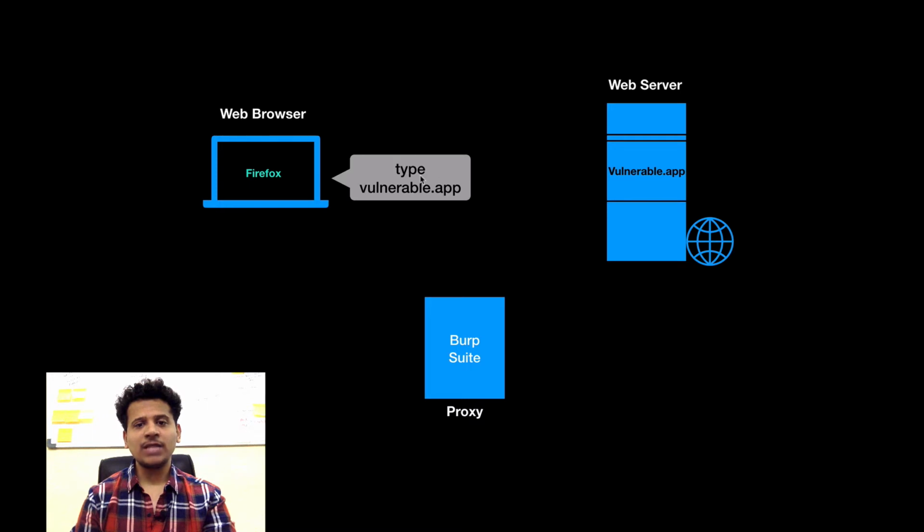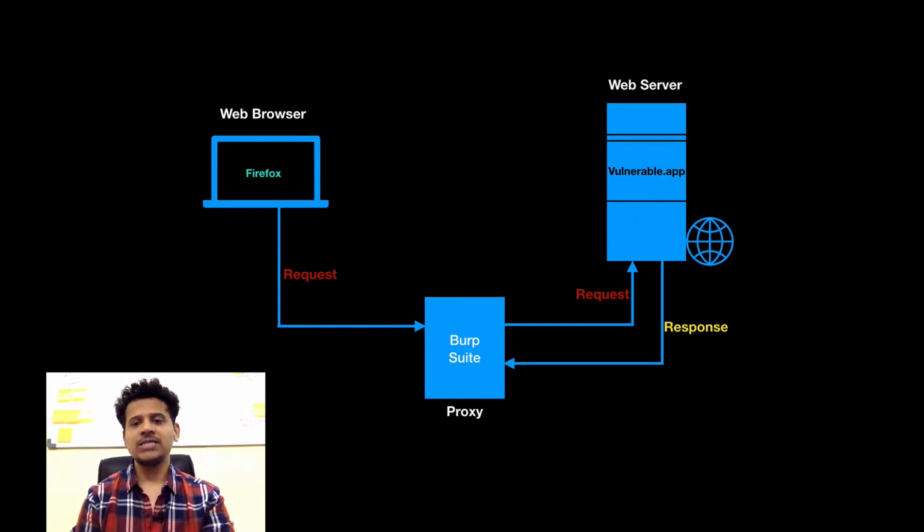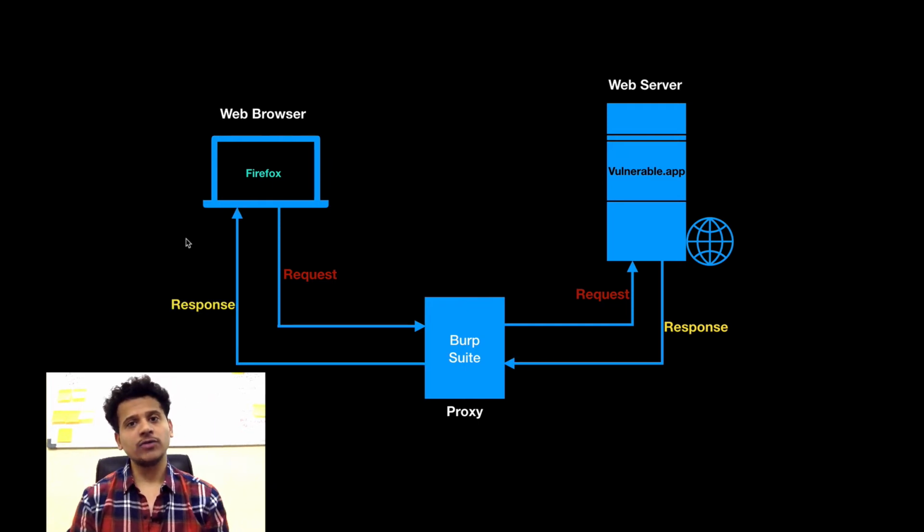So when we type vulnerable.app into the Firefox web browser, the request first goes to the Burp. After that, when we click on forward, the request goes to the vulnerable.app. Then vulnerable.app sends the response back. First it comes to the Burp, and when we click on forward, that response returns to the Firefox web browser.